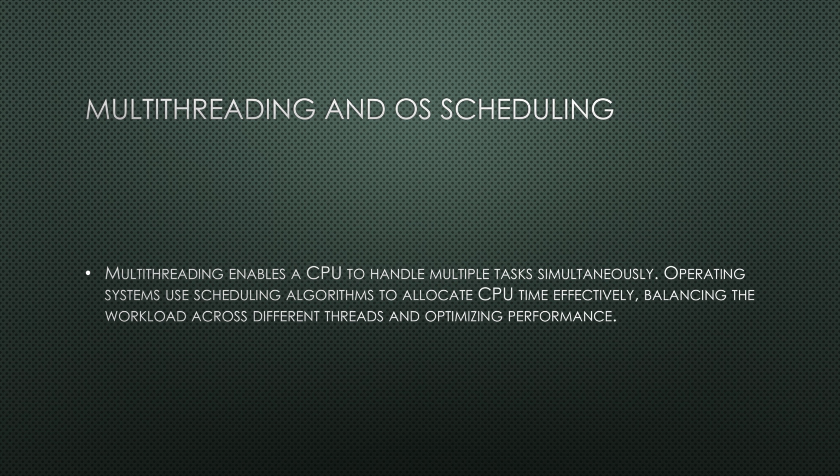Multi-threading and OS scheduling. Multi-threading enables a CPU to handle multiple tasks simultaneously. Operating systems use scheduling algorithms to allocate CPU time efficiently, balancing the workload across different threads and optimizing performance.